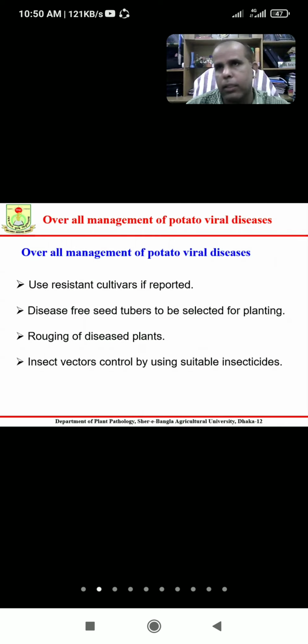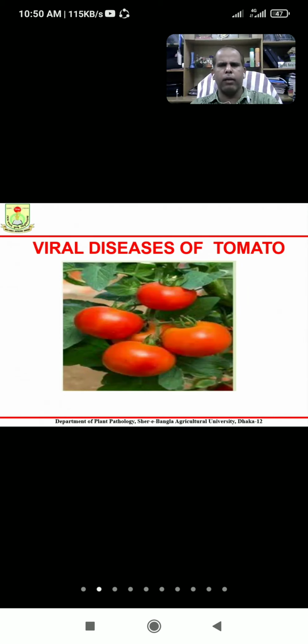So these are the options, or these are the actions against plant viral disease. Now I am going to discuss the viral diseases of tomato. In case of tomato viral diseases, there are also more than five viral diseases reported so far. So I am going to discuss here only two tomato viruses.